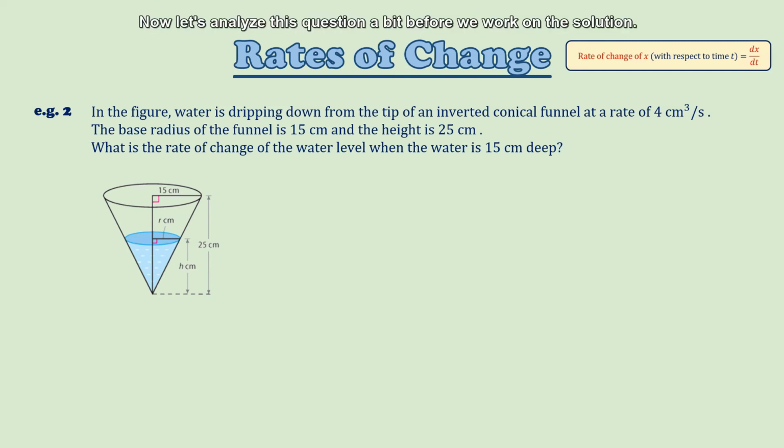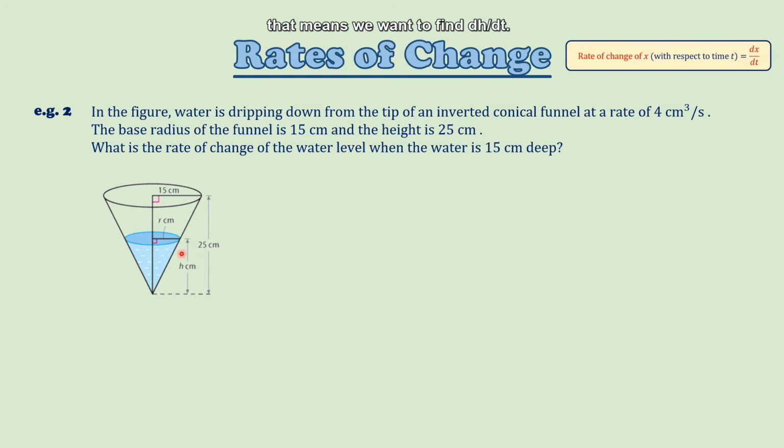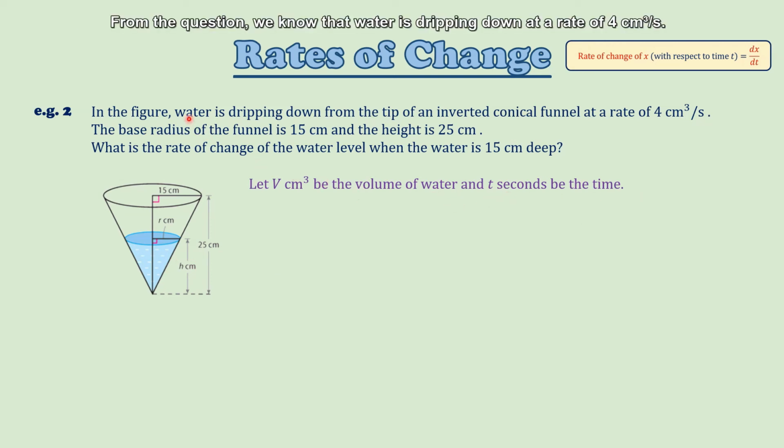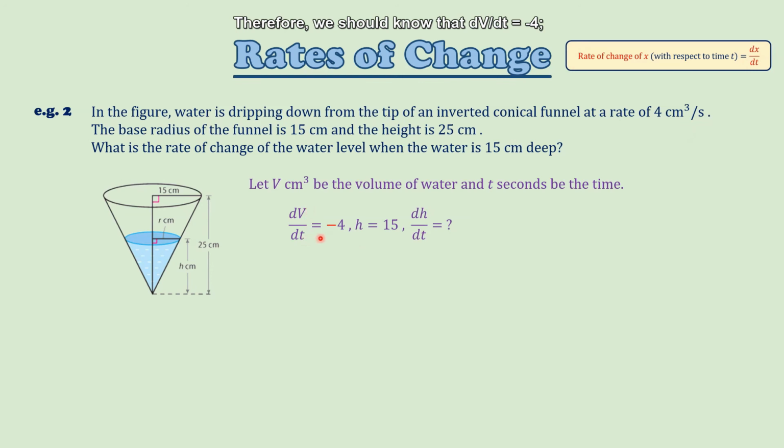Now let's analyze this question a bit before we work on the solution. In the figure, h is the water level. So in this question, to find the rate of change of water level, that means we want to find dH/dt. For convenience, we can let V cm³ be the volume of water and T seconds be the time. From the question, we know that water is dripping down at a rate of 4 cm³ per second. Therefore, we should know that dV/dt is equal to minus 4. Minus means V is decreasing.